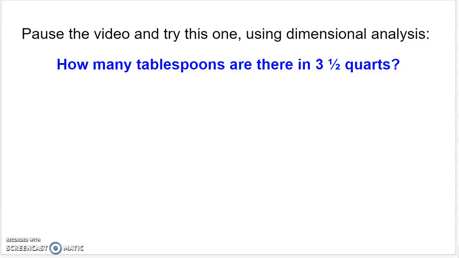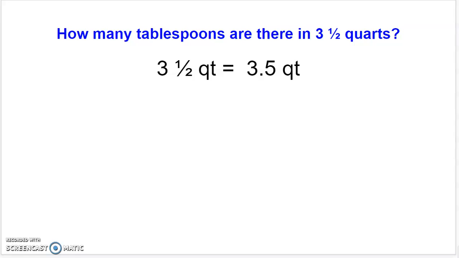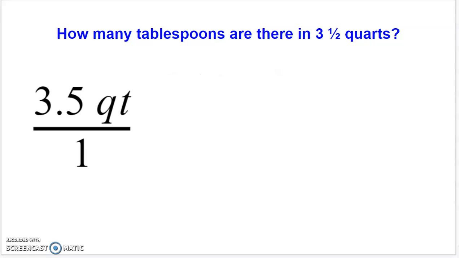Okay, so try pausing the video and trying this problem using the dimensional analysis method that we just talked about. So this one asks, how many tablespoons are there in 3.5 quarts? So our first step is make it into a decimal. 3.5 is 3.5. Then I make it into a fraction with a 1 underneath.